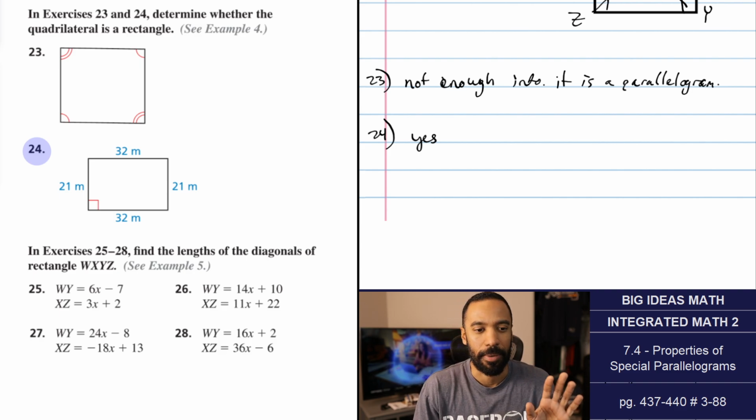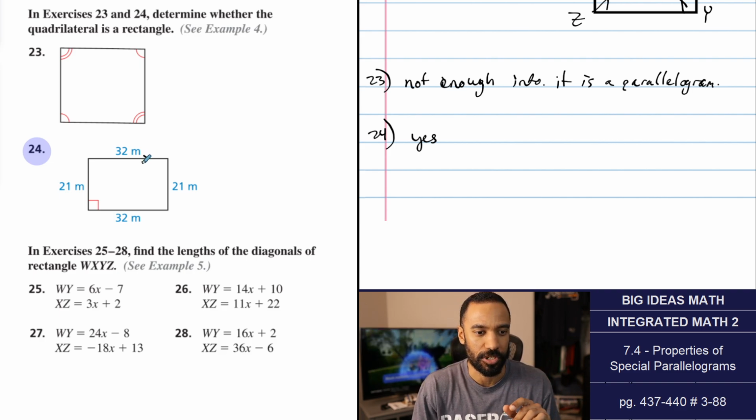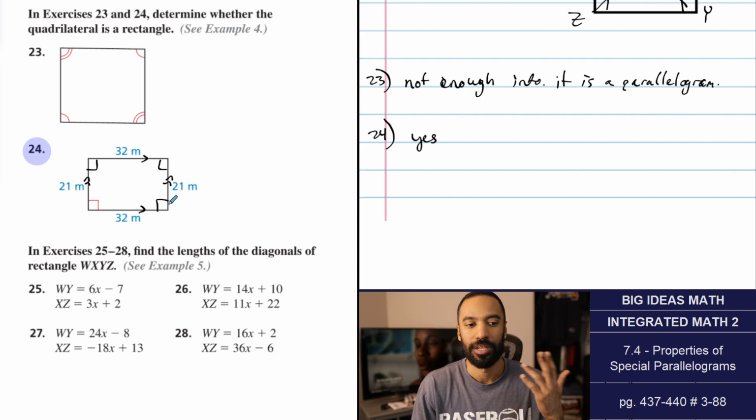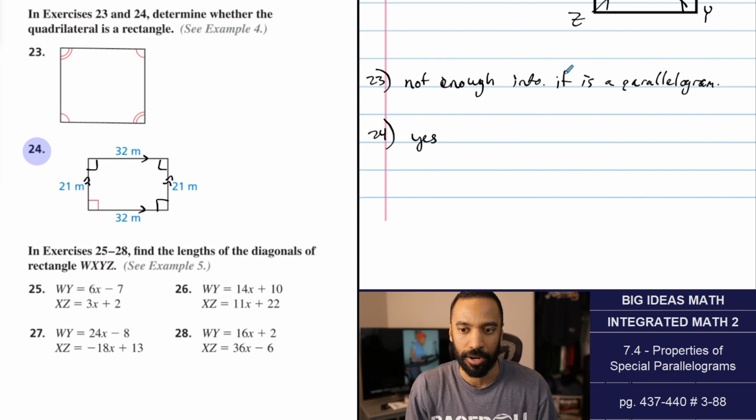So again, parallelogram is true because opposite sides are congruent. That's a converse theorem of parallelograms. When you do have a right angle, then opposite that must be one because in parallelograms that's true. And then these are also going to be right angles because consecutive angles are supplementary in parallelograms. So yes.